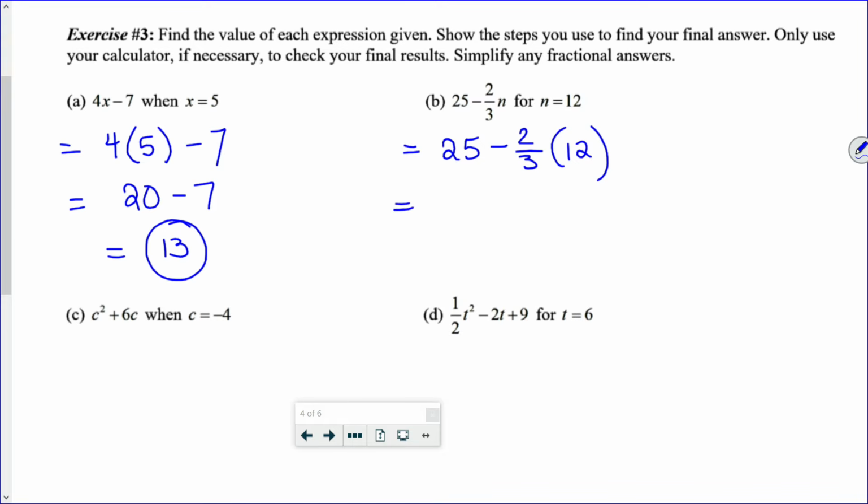Now keep in mind, whenever you multiply by a fraction, you're really doing a division problem. 3 goes into 12 4 times, and then you're doing a multiplication problem. 2 times 4 is 8. And now, of course, 25 minus 8 is 17.